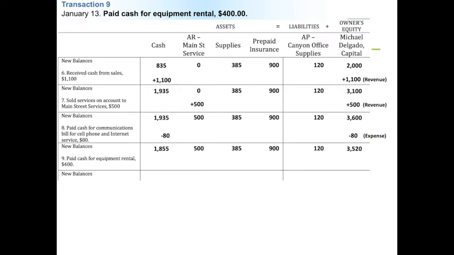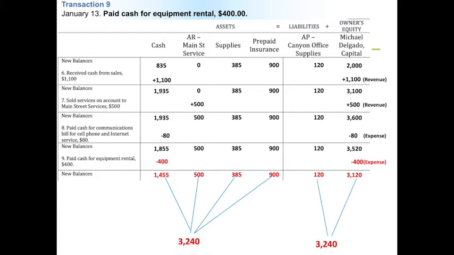Paid cash for equipment rental, another expense to your business. Paid cash, you're going to decrease your cash and you're going to decrease your owner's equity, which is your capital account, because an expense will decrease that account. Your new balance for all of your accounts will look like this. And again, you total up the left side and it should equal the right side.